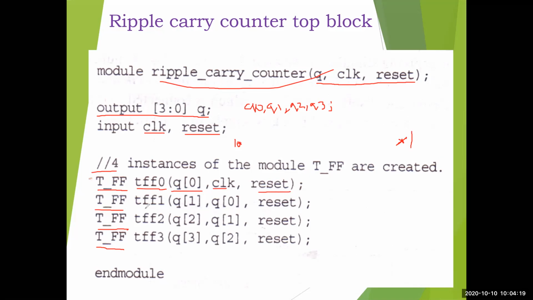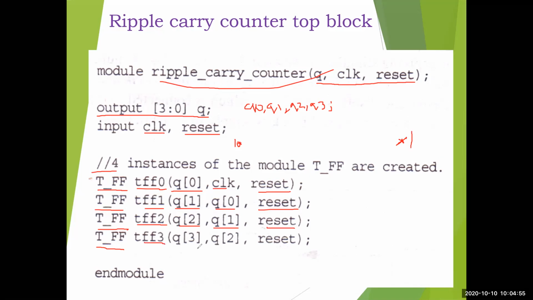Then the second instance, TFF1. Q of 1 is the output. Q of 0 is the clock here. It's a ripple carry counter, right? The output of this will be given as input here, and then reset. Reset is common in all the cases. So for the third flip-flop, Q of 2 is the output and Q of 1 is the clock. Since we have written this in vector form, we write it in square brackets. If you write Q0, Q1, Q2, Q3 as scalars, then there is no need to put the brackets. That is the difference. We'll see it later. Then reset.